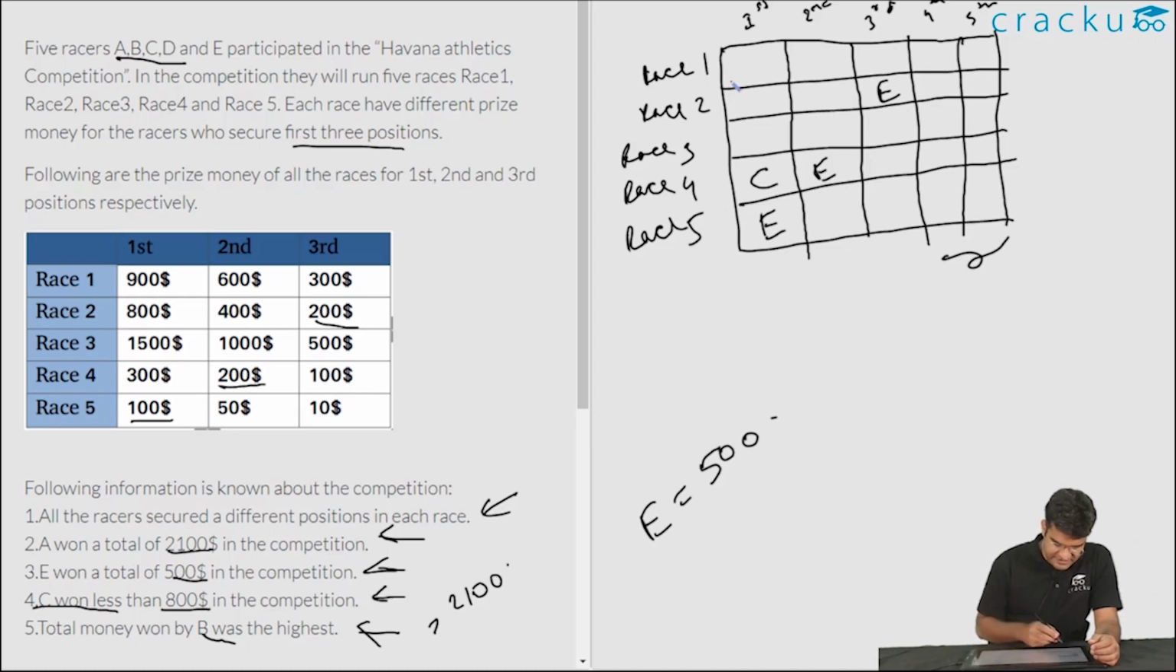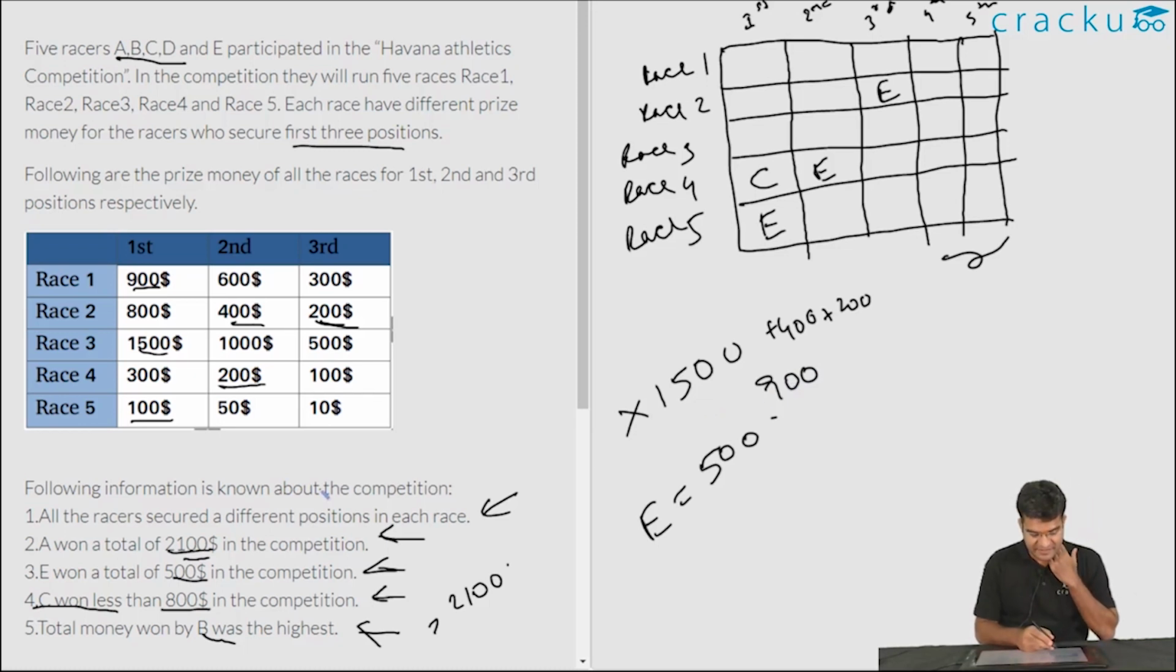Now if you look at the other one, which is that A has won $2,100, there are different combinations for that. One of the combinations is, if he has won say 1500, that is if he has won race 3, he needs $600 from the other two races, and the only possible way is 400 plus 200. But in this case he can't come both second and third in race 2. So this case is something that we can reject. Similarly, if you are looking at the first case, if he has won say $900 from the first race, he needs 2100 minus 900, that is 1200 from the other two races.